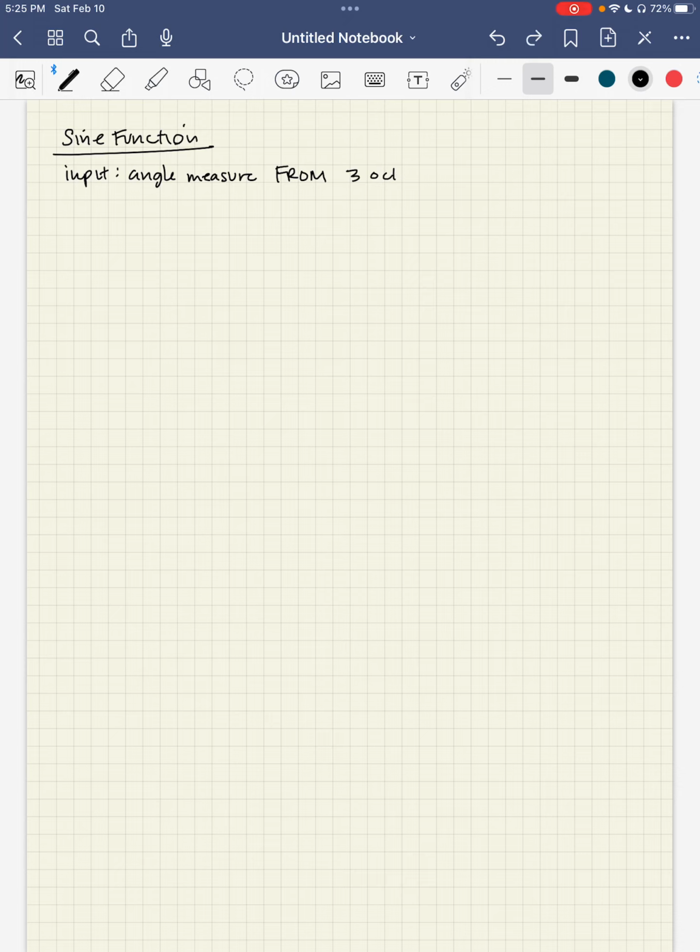3 o'clock ray, right? And so that 3 o'clock ray is our initial ray. And then again, somebody decided years and years ago that sweeping out counterclockwise is going to be a positive angle. Sweeping out clockwise is going to be a negative angle.